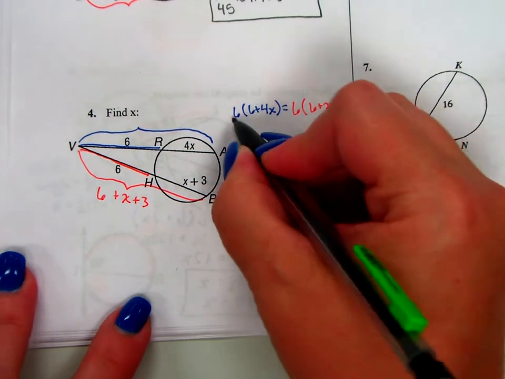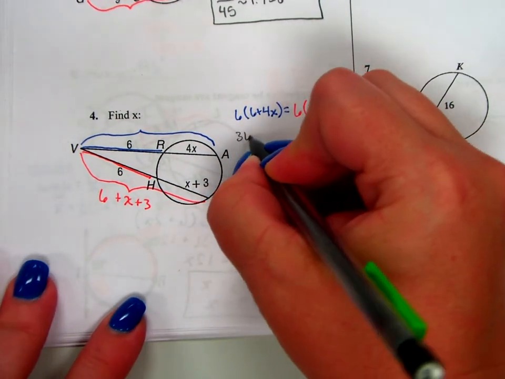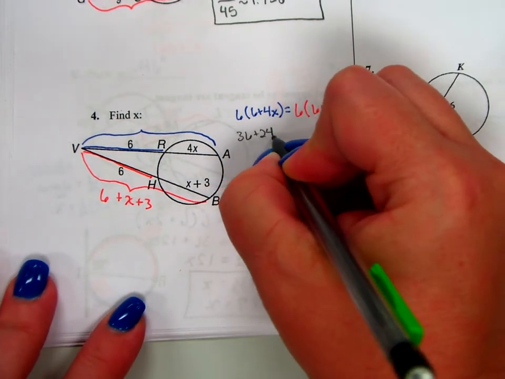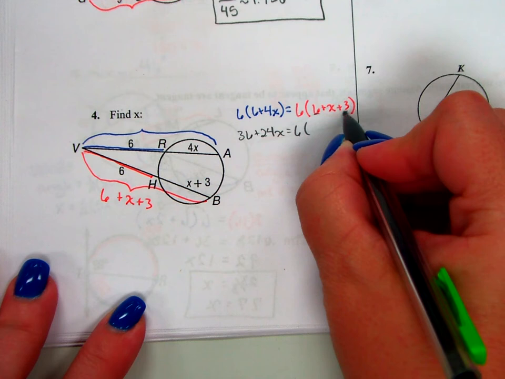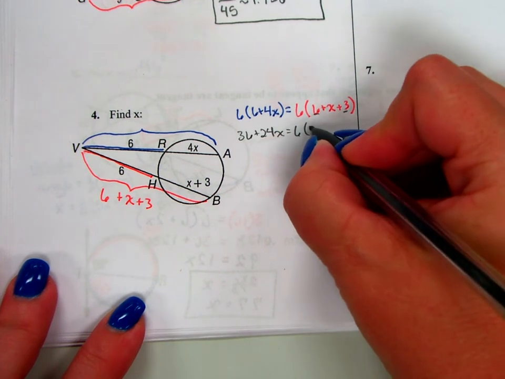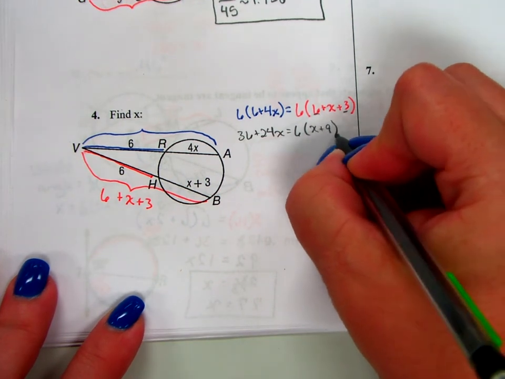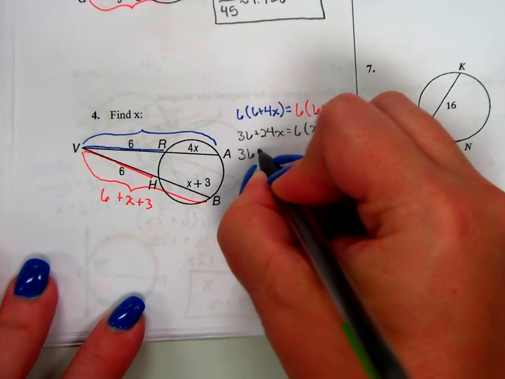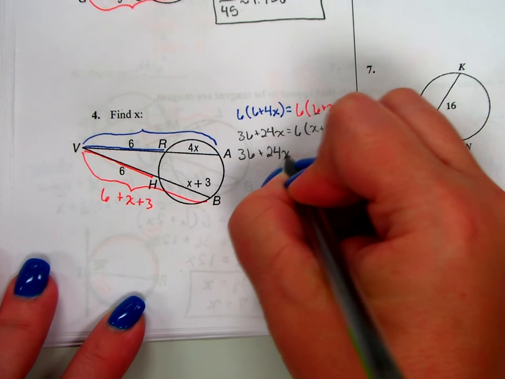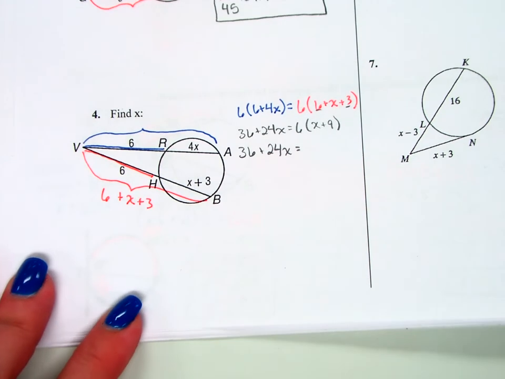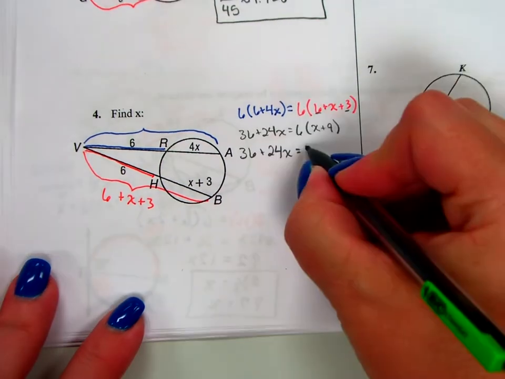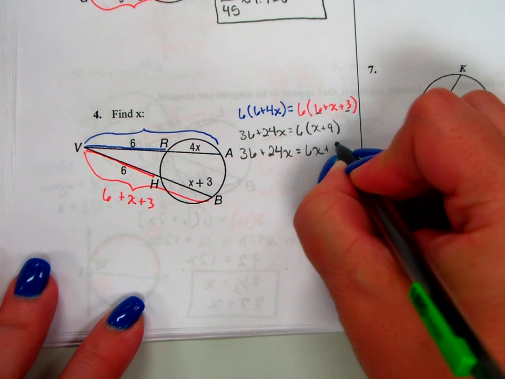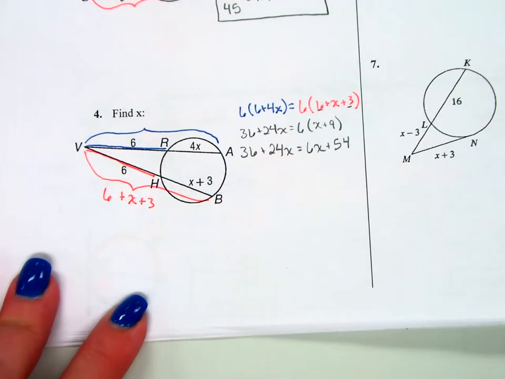On the left-hand side, I can distribute that 6. 6 times 6 is 36. 6 times 4 is 24. On the right-hand side, before I do that, I'm going to combine these like terms and say that's really x plus 9. And then I'm going to distribute my 6. You don't have to do that, but at some point you're going to combine them anyways, and it's easier for me to combine them when they're smaller numbers. So then I'm going to have 6x plus 54.